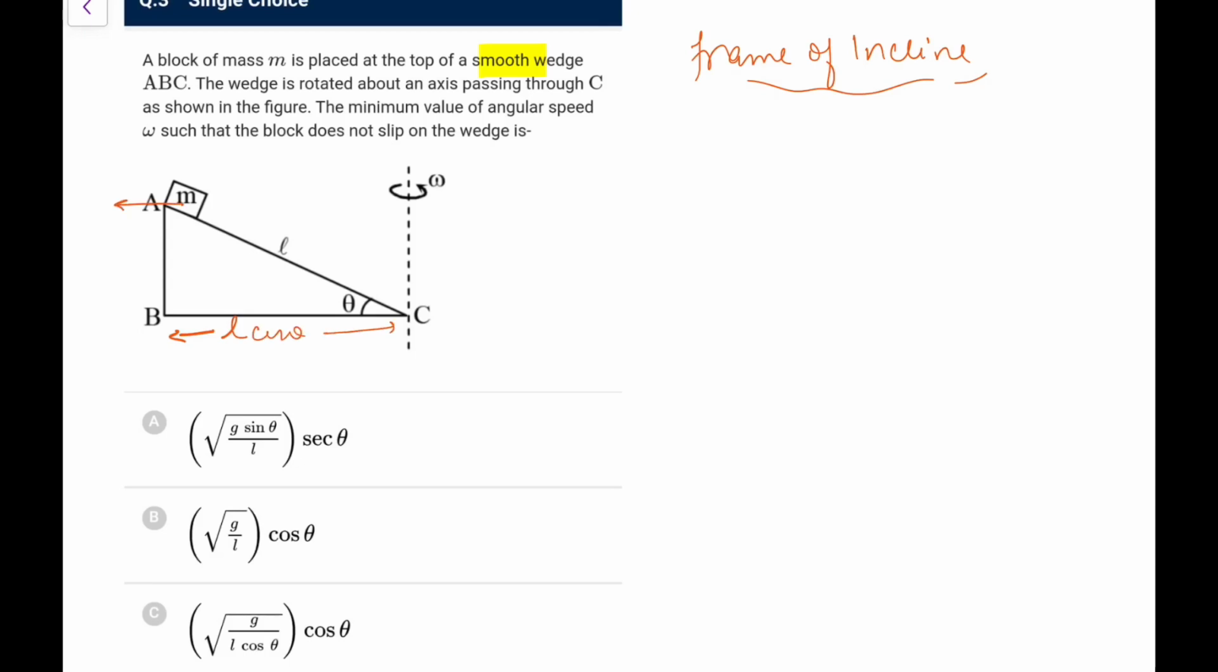So it would be the centrifugal pseudo force that we need to apply. There will be one normal and there will be one mg. Because it doesn't slip, the components of these two along the incline must balance each other. So this component you know is mg sin theta, and that component, because of this angle being theta, would be FCF cos theta. So FCF cos theta is equal to mg sin theta.